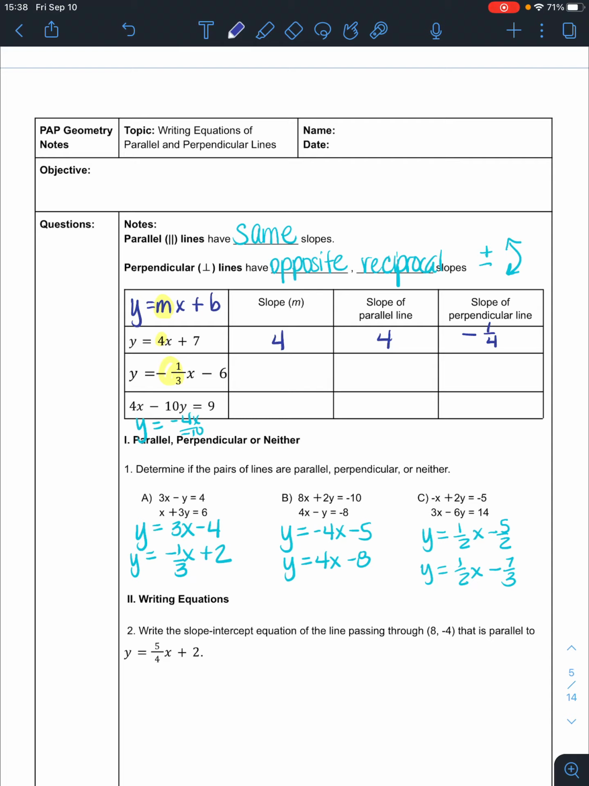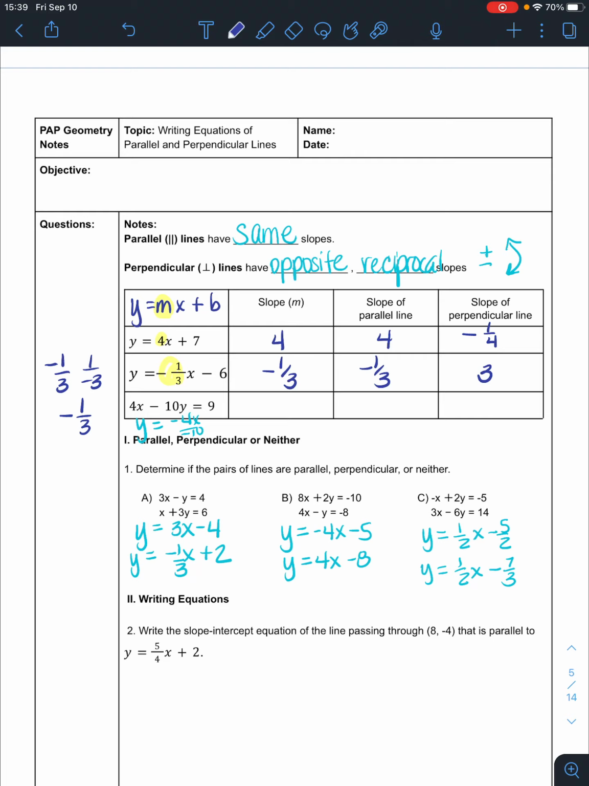For the next one, we have a slope of -1/3. Now, it doesn't matter where the negative is. It could be -1/3, it could be 1/-3, it could be a negative in the middle like it is there. All three of those represent the same thing. So the slope of that original line is -1/3. The slope of the line that's parallel to that will be -1/3. And the slope that's perpendicular, we need the opposite reciprocal. So overall, that fraction is negative, so the perpendicular will be positive. And the reciprocal of 1/3 is 3. So our perpendicular line will have a slope of 3, or 3 over 1 if you were going to graph it.